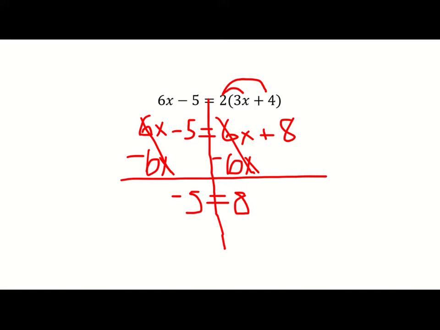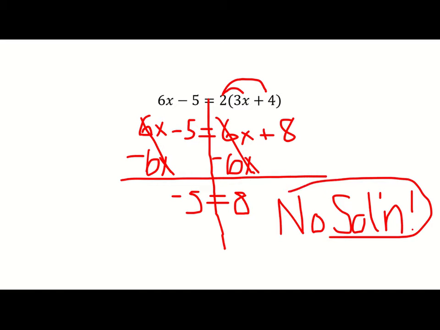Now, when this happens, your variables are gone completely. You want to ask yourself, am I left with a true statement or a false statement? -5 equals 8 is a false statement. Last I checked, -5 is not the same thing as 8. So when you get a false statement after the variables have canceled out, we call this no solution. That means that there is no number that we could plug in for x to get this equation to work. So no solution is our answer.